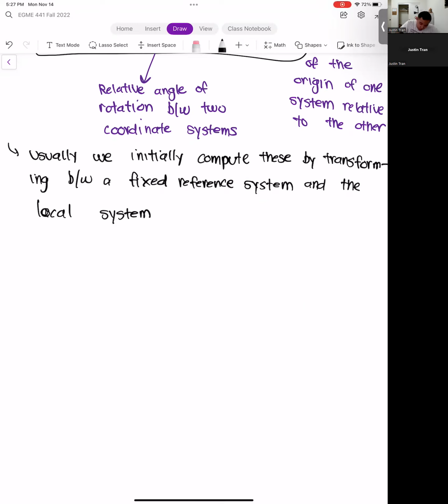And remember, when we denote these transformation matrices, we have to define the two systems within the symbol. If we had a transformation matrix denoted like this, it tells us that this is a transformation between a local coordinate system, which is the TCS, and the lab frame, which is always the fixed reference frame.